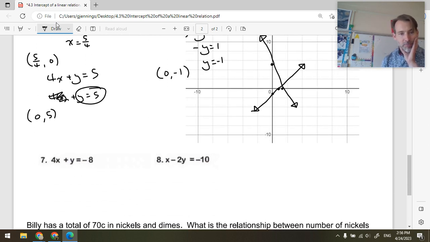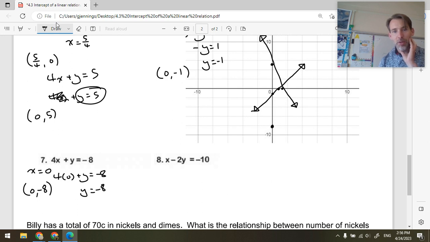4x plus y is equal to -8. Let's let x equal 0 to find the y-intercept. So we have 4 multiplied by 0 plus y equals -8. Oh, y is just equal to -8. So that gives us the point 0 for x and -8 for y. So that's this point down here. And then let's take a look at if we let y be 0. So that will be 4x plus 0 equals -8. Well, dividing both sides by 4 gives us x equals -2.